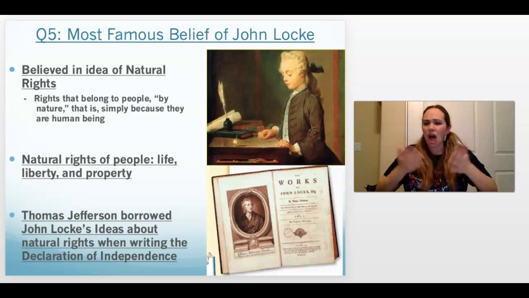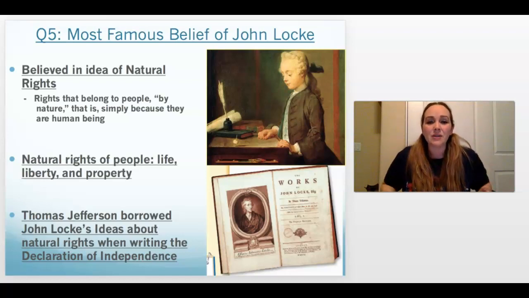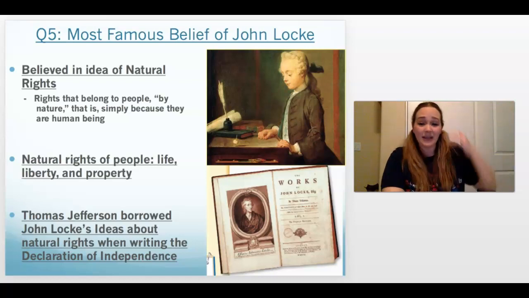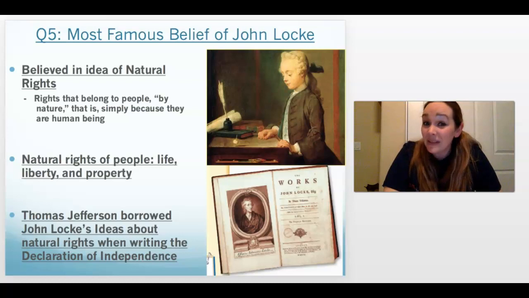Like it's just God-given that obviously you should have the right to life. You should have the right to liberty. And what does that mean again? Freedom. Yeah, liberty means freedom. Okay, and you should have the right to property. It just is an obvious given. That's why he calls them natural rights. So again, I say to you, Thomas Jefferson borrows a lot of these ideas from John Locke while he's writing the Declaration of Independence. Again, I say to you, something you will cover heavily in 8th grade.